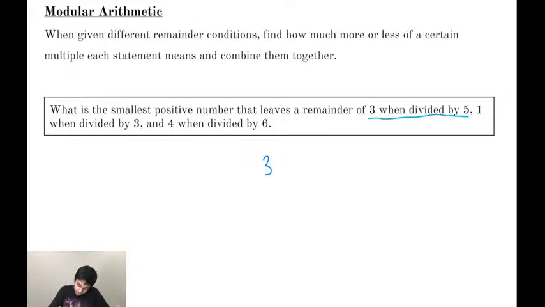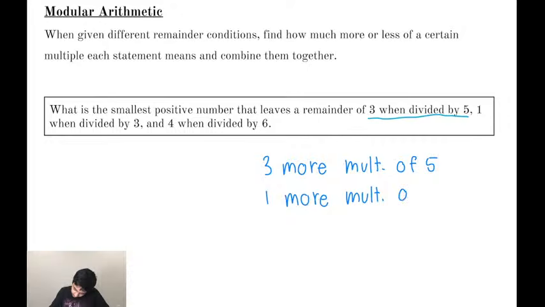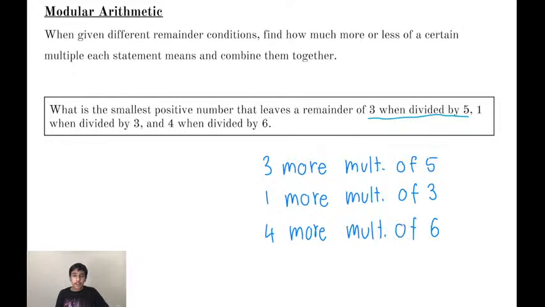So 3 more than a multiple of 5, 1 more than a multiple of 3, and it's going to be 4 more than a multiple of 6. So from here, this seems very strange. How can we possibly solve this?